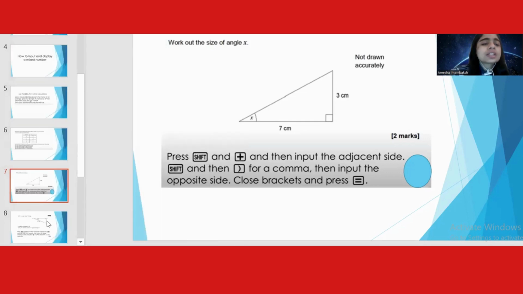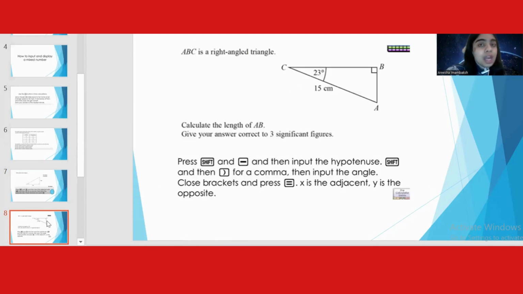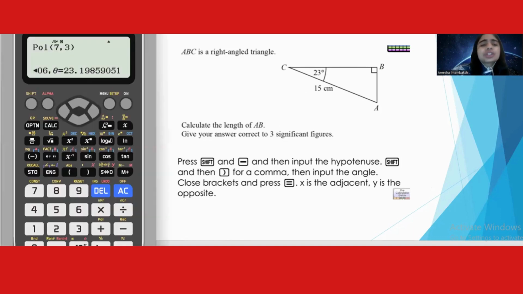Okay, apart from that, there is another function. When you have the angle and the hypotenuse, you can find the opposite and the adjacent through another built-in function that will come through shift minus REC, right? In that, first you input the hypotenuse, that is 15, and then you input the angle, that is 23. So you get the x. X is the adjacent and y is the opposite. All right.